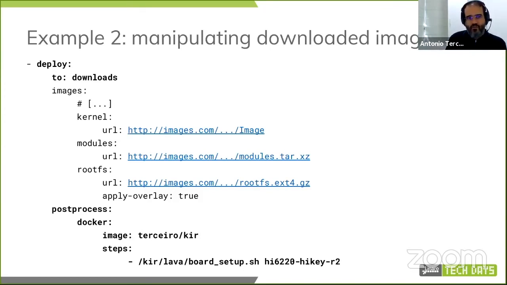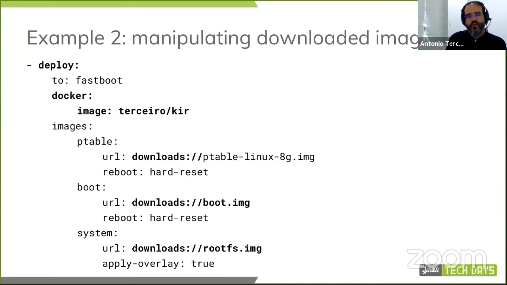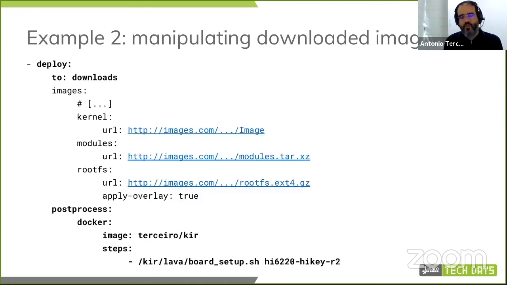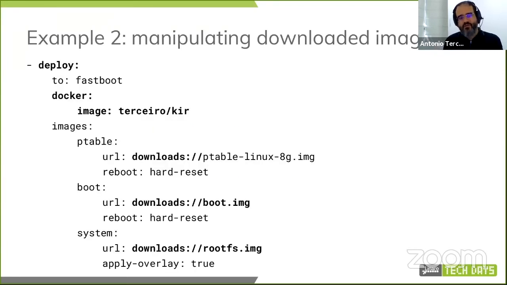And then you do a second deploy to the device, this time with two differences. You specify you want to do the deployment from a Docker image, and you want to get the images from the downloads protocol, which is a fake protocol we have in Lava now to access those files that were downloaded in the previous step. So you download, you do any post-processing you need with the images, and then you can refer to them later in the test job by using the downloads pseudo URL scheme.